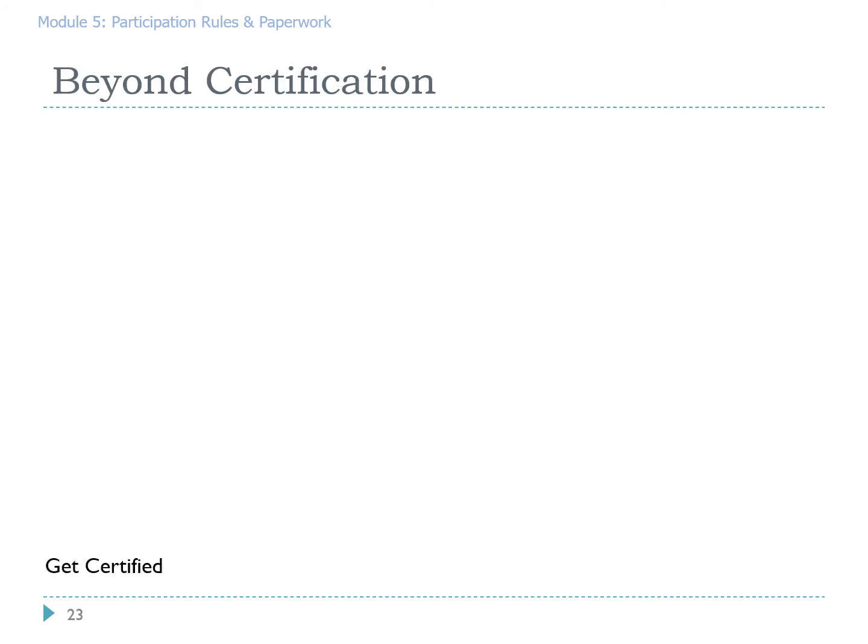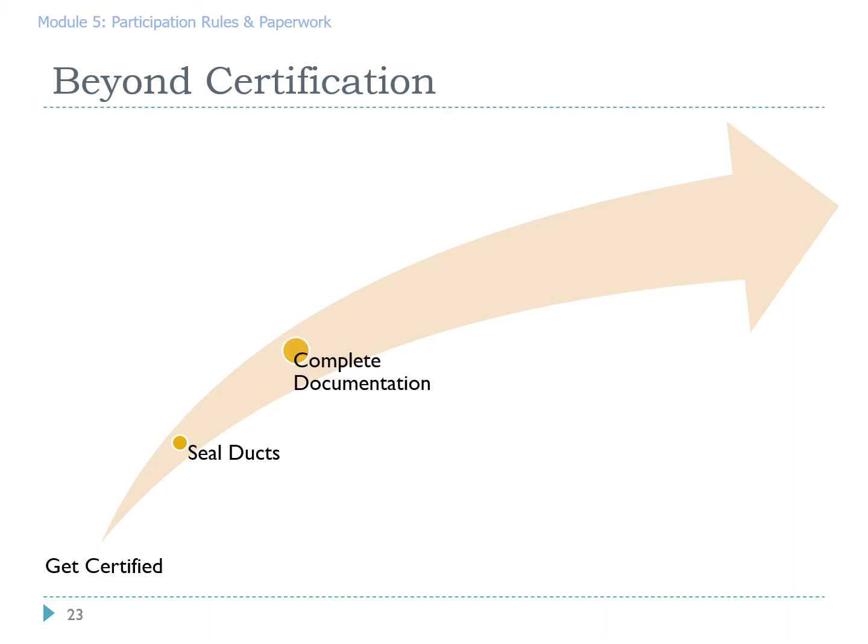Let's talk about beyond certification. First of all, you get certified. And then the next step after that is you seal the ducts in a house. The next step is complete any required documentation. And just to caution you again, each utility might require different amounts of documentation. You submit that documentation to the utility. And the final step is quality assurance inspection that the program performs on your work.